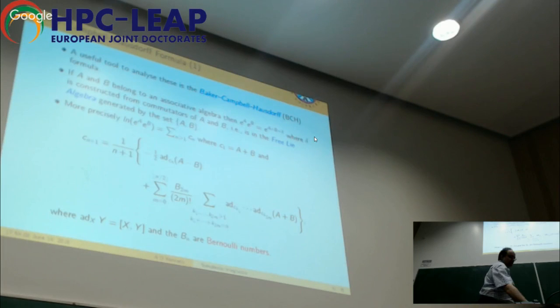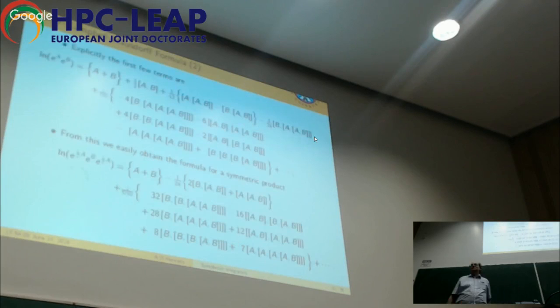Now, let's just look at what the first few terms are like. So the first equation is saying that e to the A times e to the B is equal to e to the exponent up there. So e to the A plus B, plus 1/2 the commutator of A with B, minus 1/12 the double commutator in that combination, minus 1/24th the triple commutator. So I've written this out to some suitably high order.